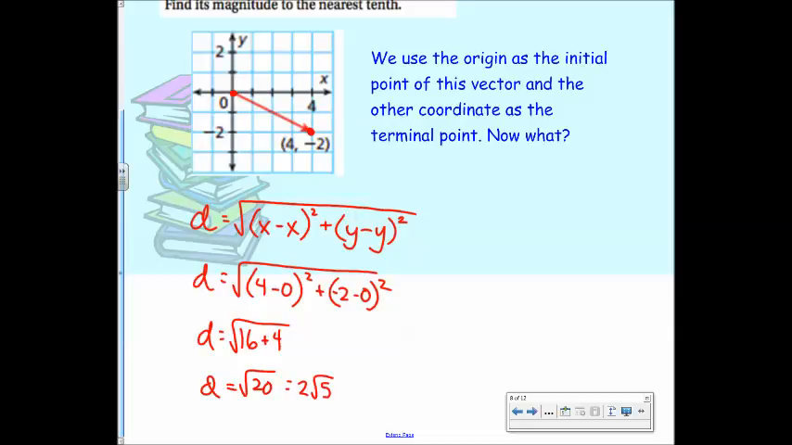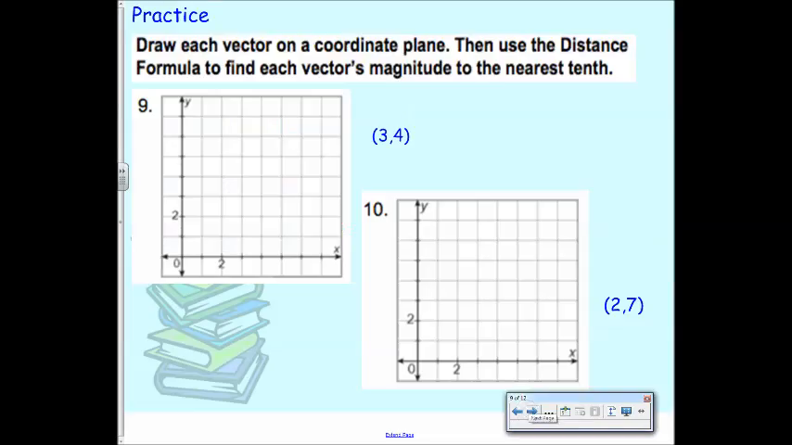So to find the length of any vector, you just calculate the distance from the initial point to the terminal point, and we use 0, 0 as the initial point unless they tell us otherwise. Okay, so go do these 2 at your boards, and then you're done at your board. So when you finish these 2, you can put your socks and markers up. Find the magnitude.